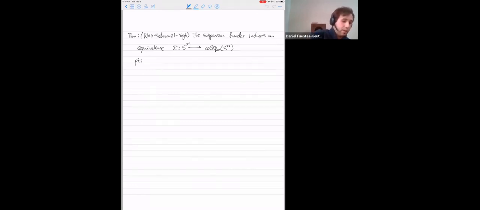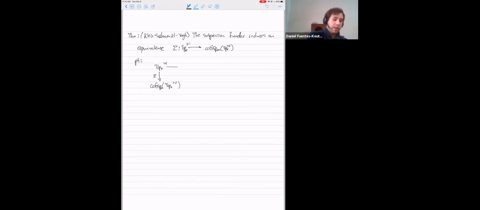So I changed my notation. Call this Top, topological spaces, and Top star for pointed spaces. So the map that I care about is this map from simply connected spaces to two-connected cogroups. Okay, that's the map that I care about.